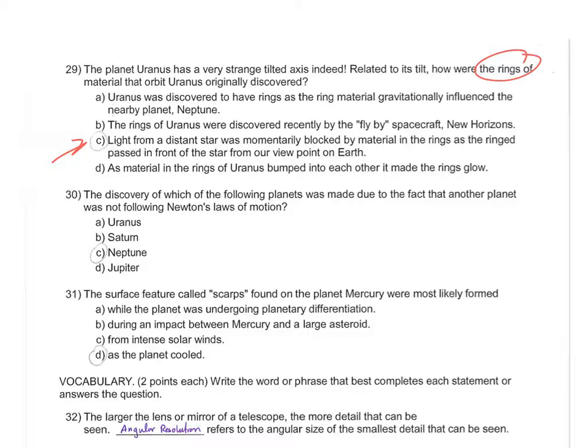So which planet was discovered by deviation? Actually, the planet Uranus deviated from what Newton said it should be as it orbits the sun, and it was showing the presence of the planet Neptune.